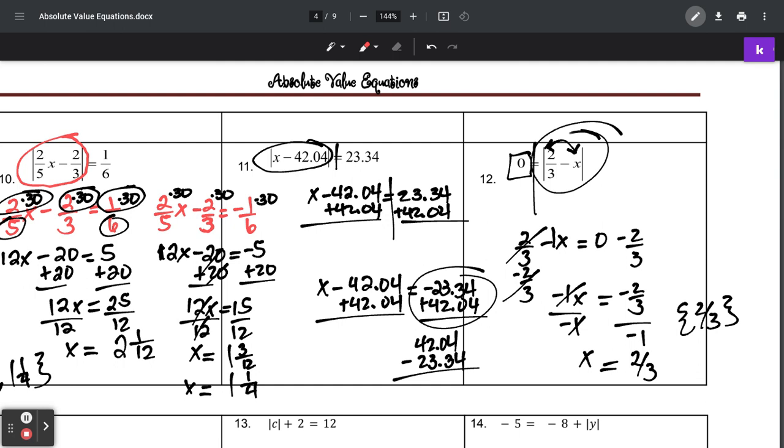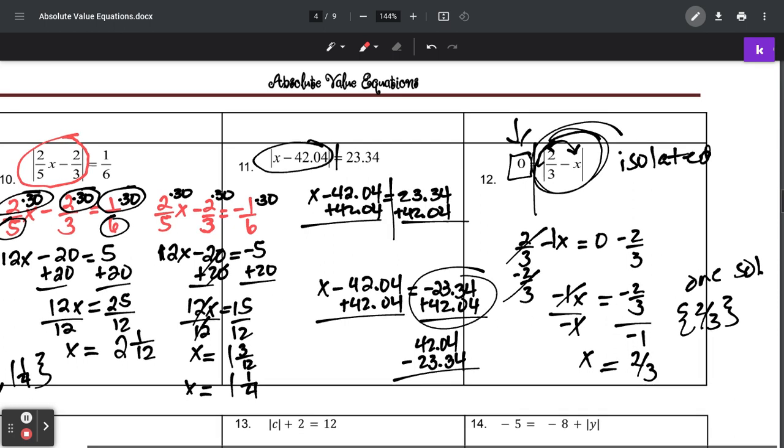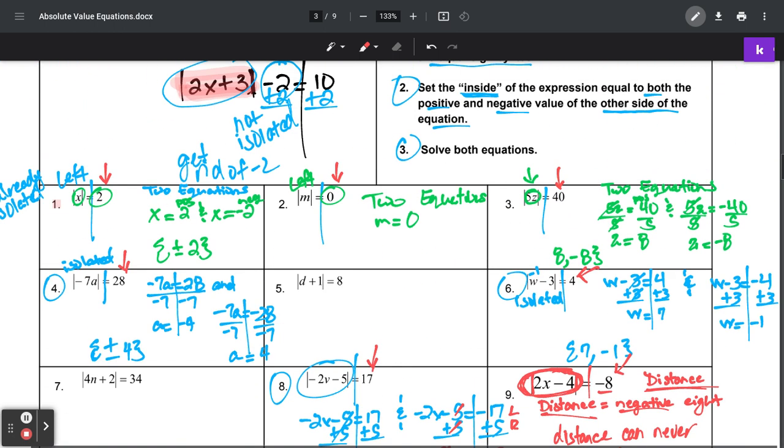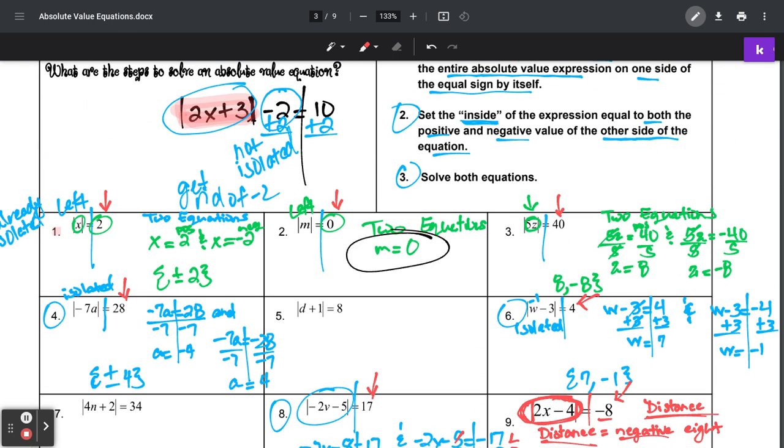Again, whenever you have an absolute value expression, it has to be isolated on one side, and it's set equal to 0, you're only going to end up with 1 solution. I'm going to put SOL for solution, okay? Let's see, we got the same thing up here. See, look at this. Yeah, that was too simple.